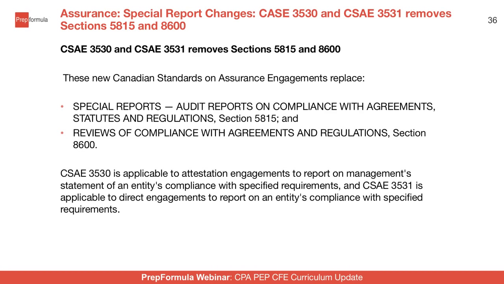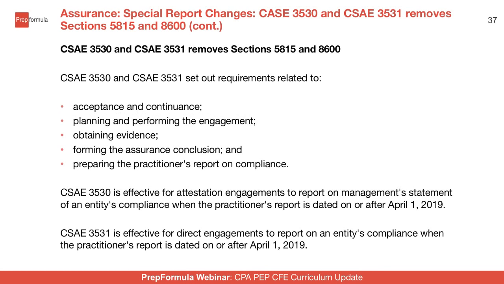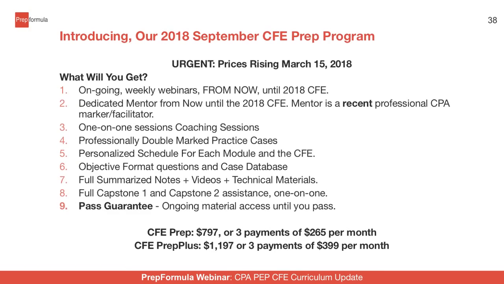New special report changes. Again, 2019, not this year, not for the 2018 CFE, but you have to be aware of these. So sections 5815 and 8600, audit reports and review reports of compliance with agreements and statutes and regulations are gone. They're going to be updated to a new section. And there are new requirements with acceptance and continuance, valid for any practitioner's report dated on or after April 1st, 2019. And we're basically at the end of the session.